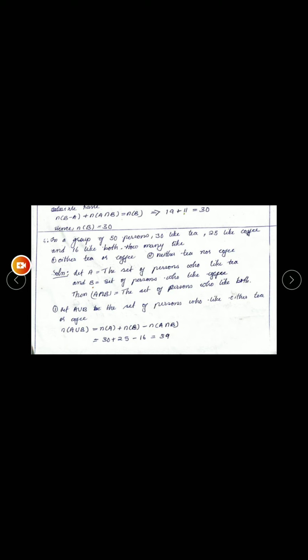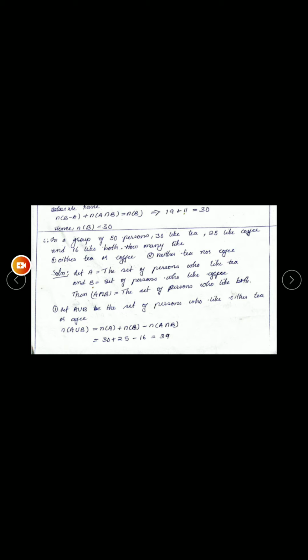In a group of 50 persons, 30 like tea, 25 like coffee, and 16 like both. We need to find either tea or coffee, and neither tea nor coffee. Let A be the set of persons who like tea, B the set of persons who like coffee, and A intersection B the set of persons who like both. So n of A is 30, n of B is 25, n of A intersection B is 16.